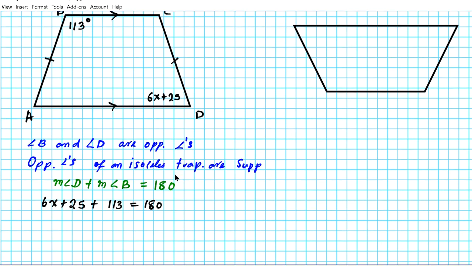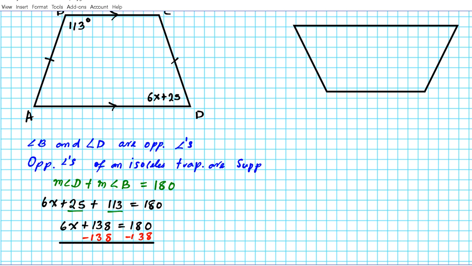Okay, so let's go ahead and solve this resulting algebraic equation. Combine like terms, 25 and 113 are constants on the left side. So let's combine the constant terms. Add these together, you have 138. Now, to get x isolated is a two-step process. We're going to subtract 138 and then divide by 6. So subtract 138 from both sides.